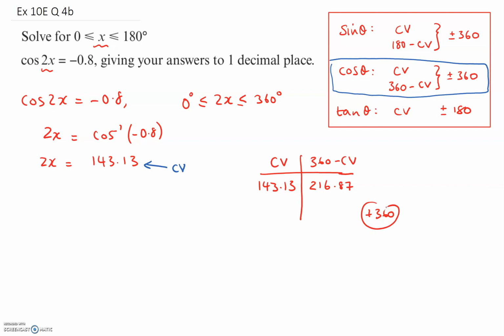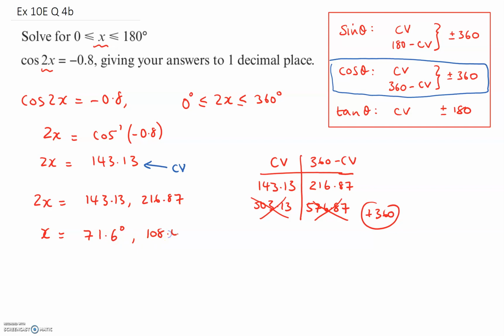So let's add 360. If I add 360 to both, I get this, and I get this. Again, look, if I add any more 360s, it looks like I'm going to go outside the range, and these two are not in the range actually. So I conclude that 2x is either this or it's this. And to find x, I just need to divide by 2 for both of those. So I get 71.6 and 104.4 to one decimal place.